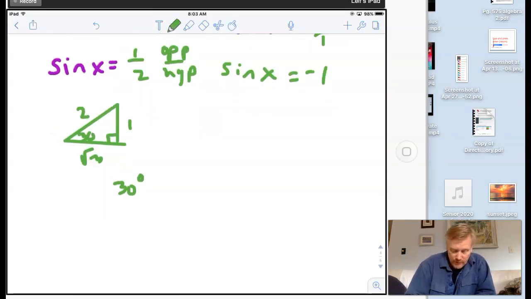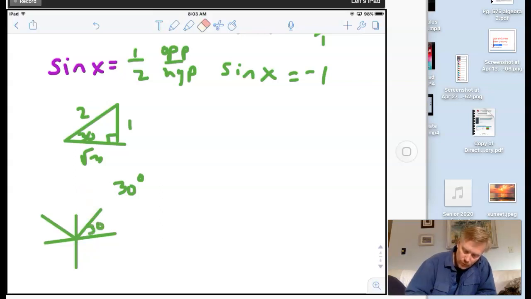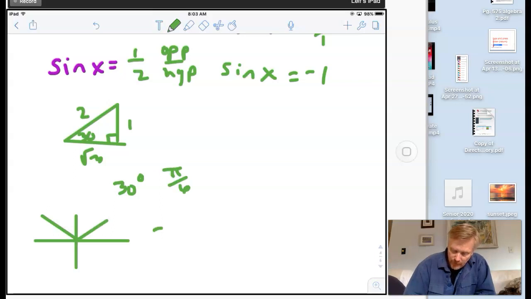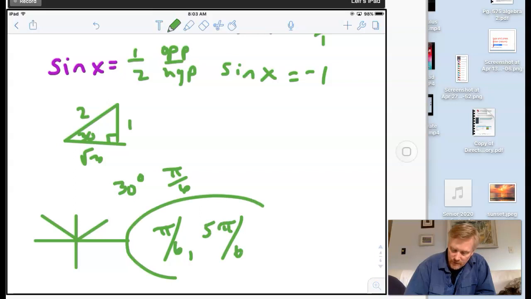But there's 2, right? Sine is positive in the first two quadrants, which means this is 30, except we're doing radians. So 30 degrees is pi over 6. So I get pi over 6 and 5 pi over 6. Those are two answers there.